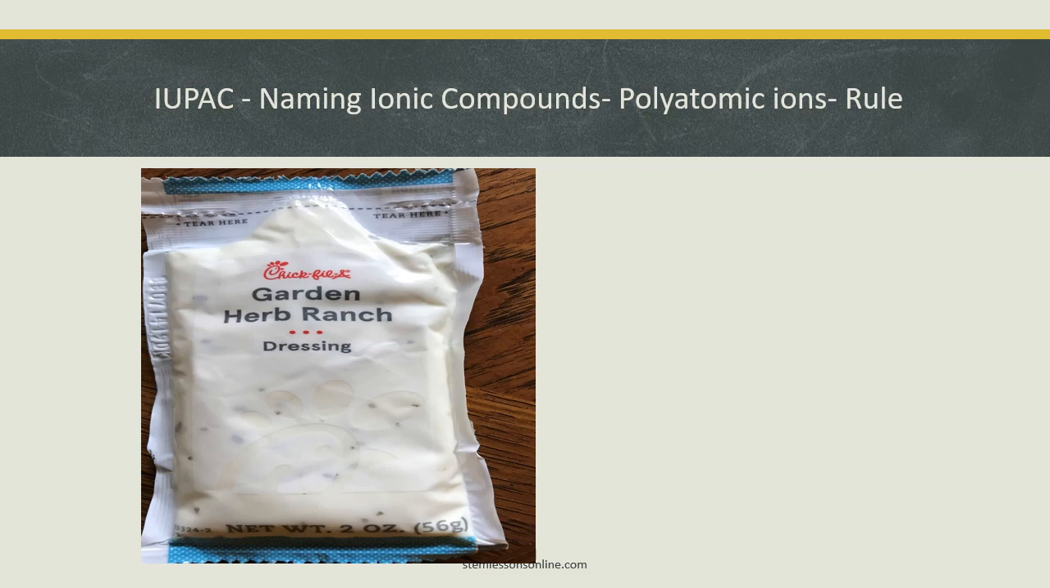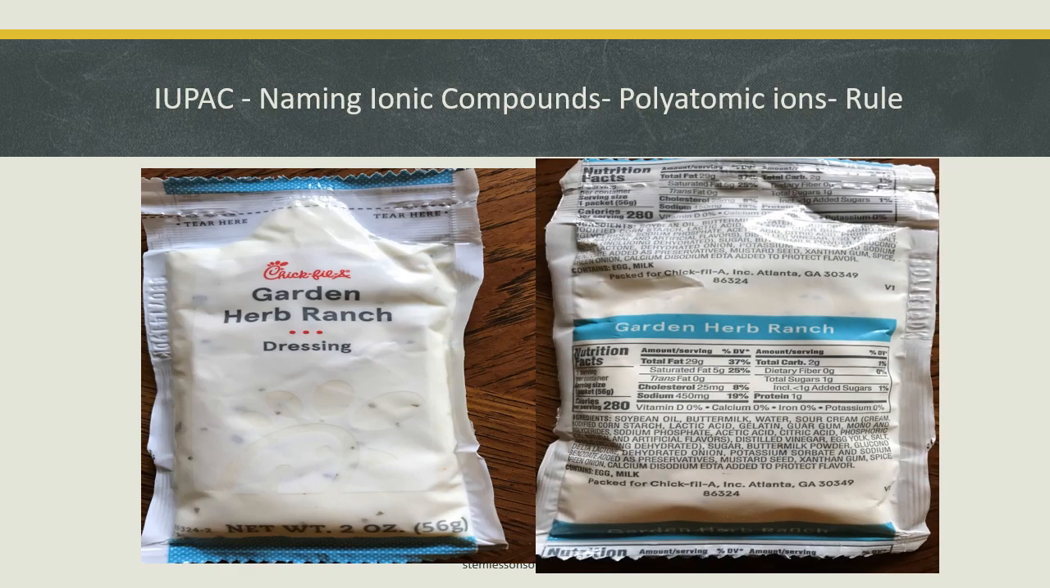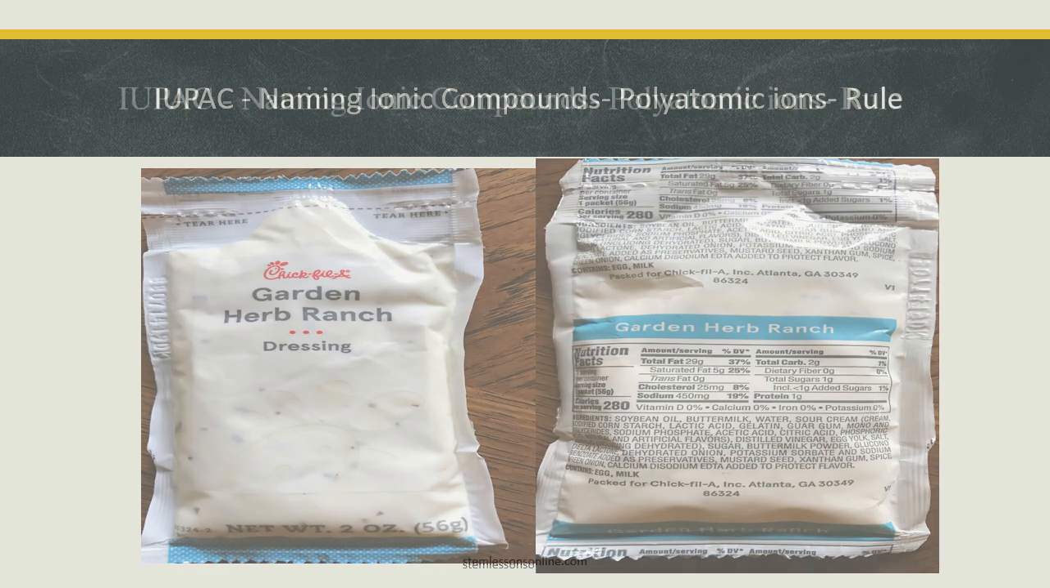So in this garden herb ranch salad dressing you use most days, right? You can see several chemicals and some of them are named with ATE ending. So let's see the other side of that. You can read that one, ATE ending here, some of the ingredients here. Okay, look at that one. And how many ATEs are there?